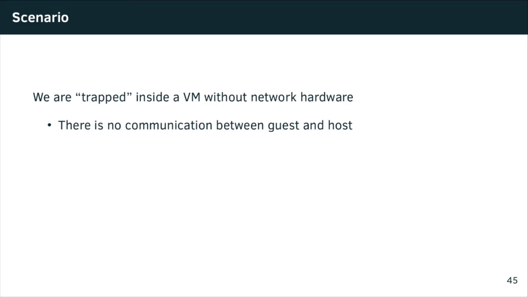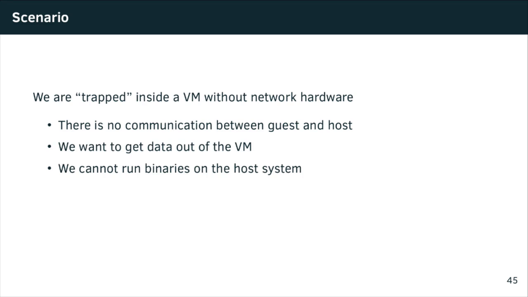And what is the scenario here? The scenario is we are trapped inside a virtual machine without network access, as we have seen in the demo at the beginning of the talk. And there's absolutely no communication between the guest and the host. So imagine you work at a company, you get a virtual machine for malware analysis or with sensitive data in there, and you really don't want to have data going from the VM to the internet. So you have an isolated virtual machine, no communication between guest and host, and then you have a host system that is connected to the internet, but you're not allowed to run any binaries on the host system.